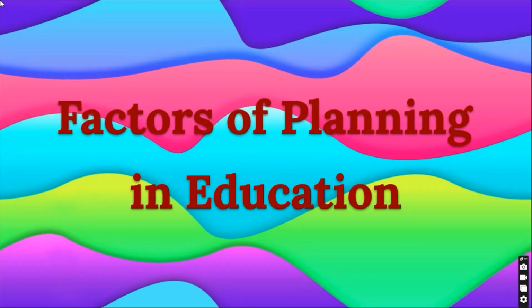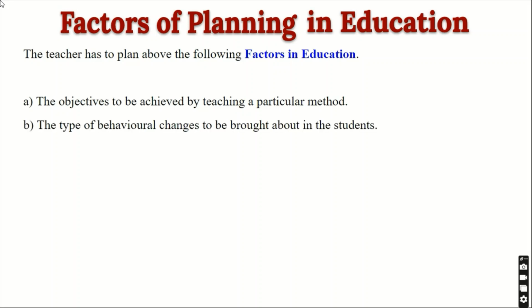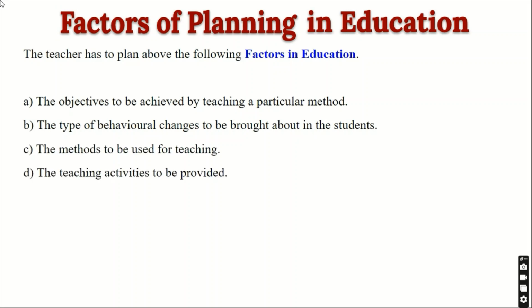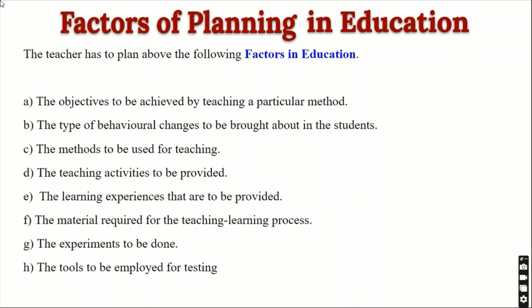Next, let's see what are the factors involved in planning of education. The teacher has to plan the following factors in education: the objectives to be achieved by teaching a particular method, the type of behavioral changes to be brought about in the students, the methods to be used for teaching, the teaching activities to be provided, the learning experiences to be provided, the material required for the teaching learning process, the experiments to be done, the tools to be employed for testing, and finally how best to use the evaluation results.